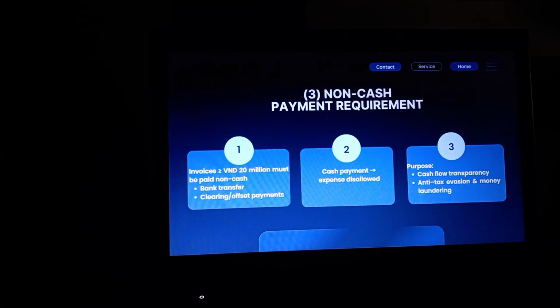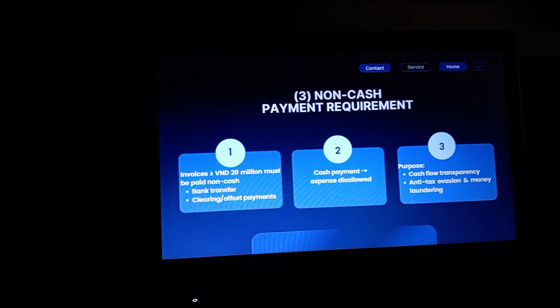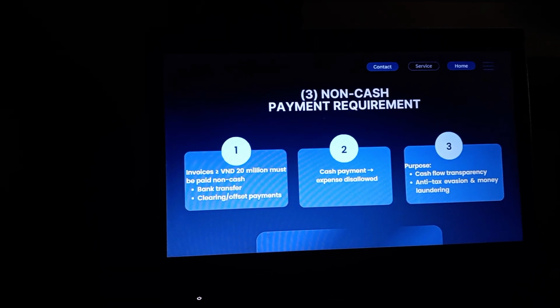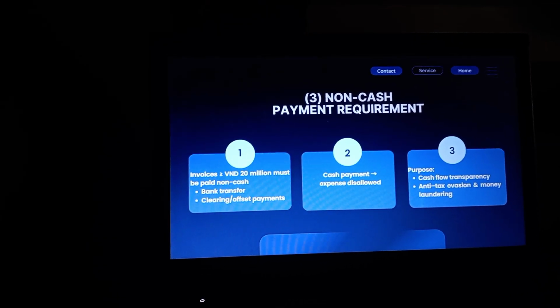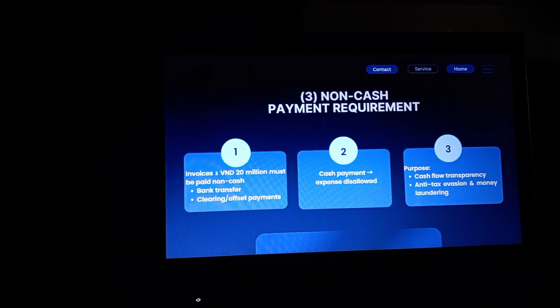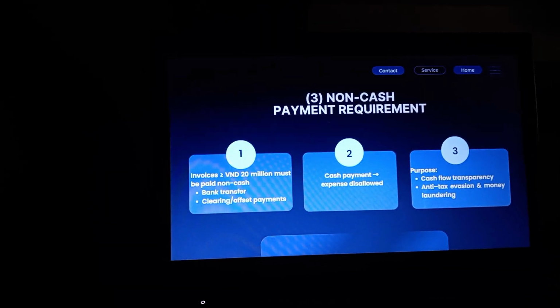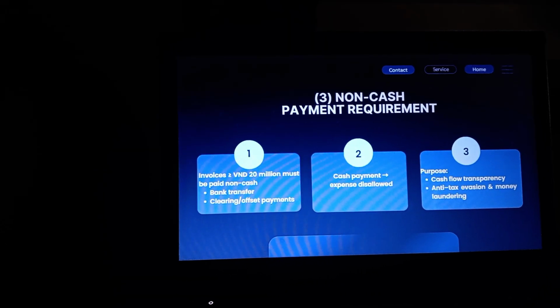Third is the non-cash payment requirement. Firstly, payments of more than 20 million VND must not be paid in cash. Secondly, cash payment above that limit is not deductible under the law. The purpose is cash flow transparency and preventing tax evasion and money laundering.